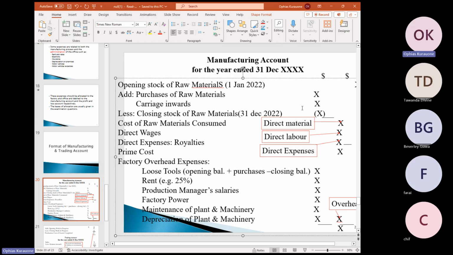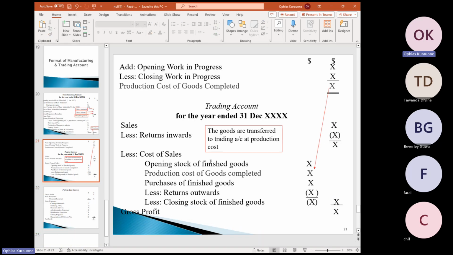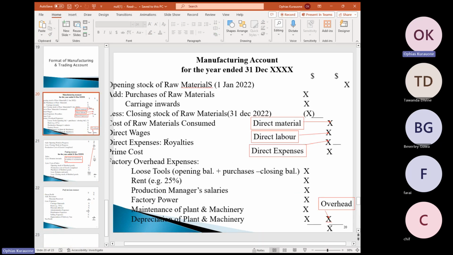Okay, then we go to factory overhead. Here we've got loose tools: opening balance plus purchases minus closing balance. Rent may be 25% of the value of the machinery, depending on the criteria, already being paid as a fixed charge, one for all. Then the production manager's salary again.